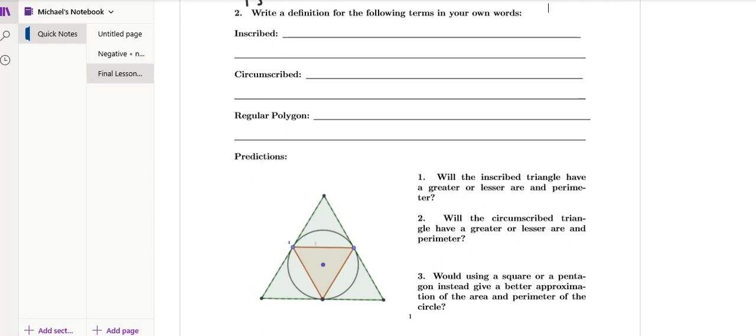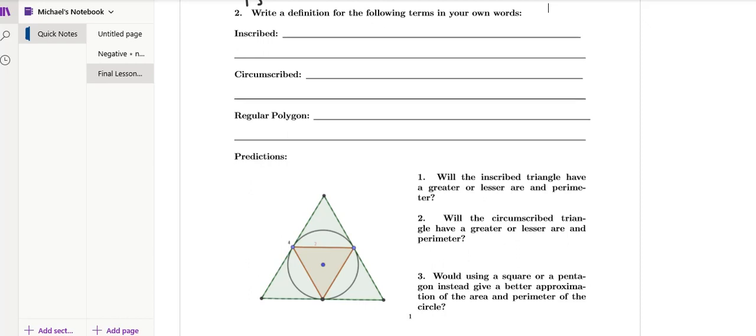And that's not always going to be the case, but it will always be the case when the inscribed or circumscribed shape is a regular polygon. And a regular polygon is a polygon with a certain amount of sides that all have the same length and angles that all have the same measure.